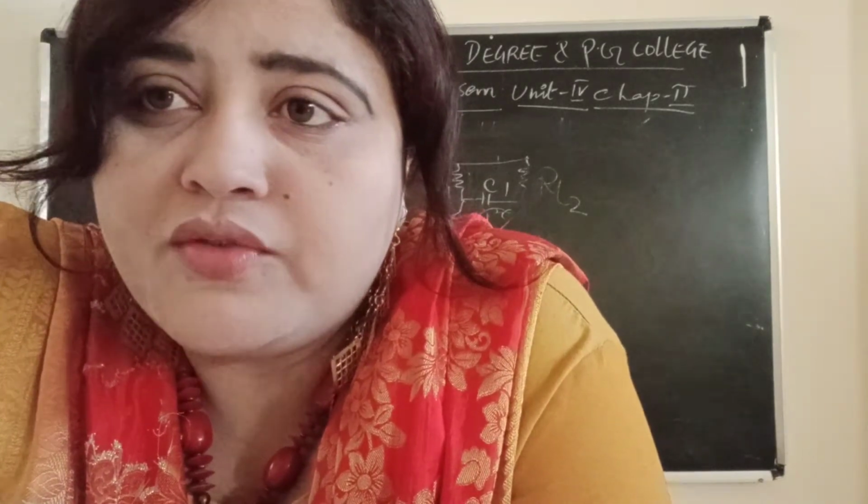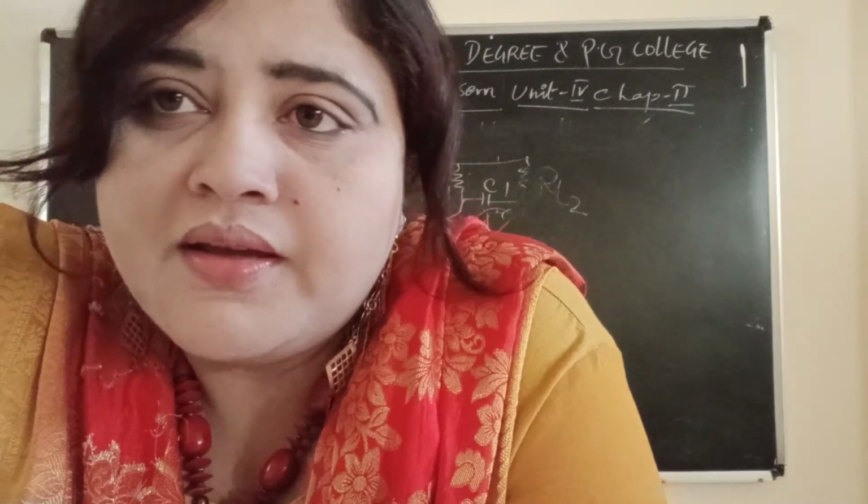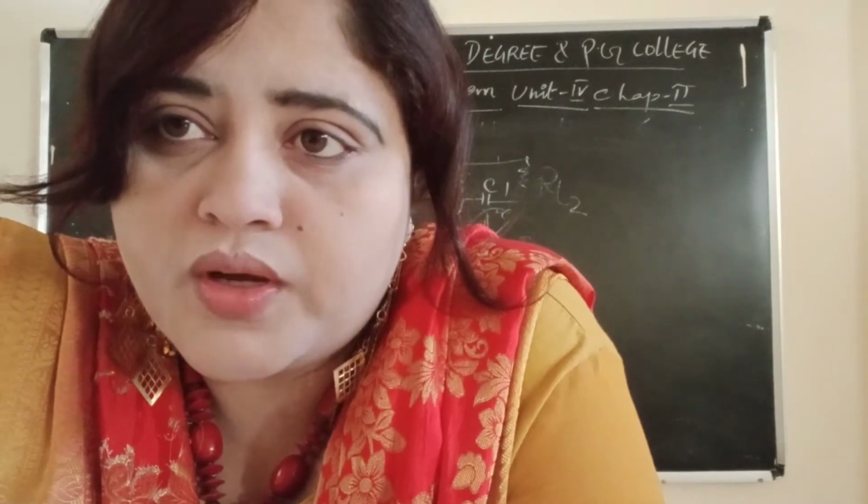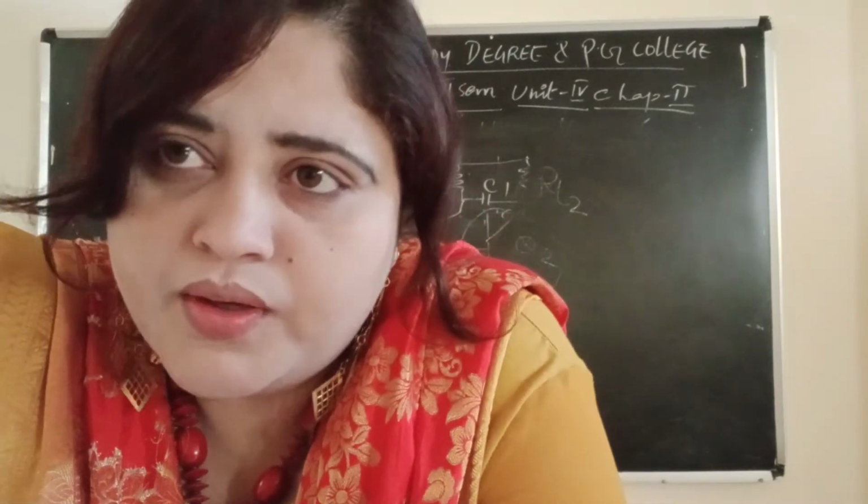The second chapter of Unit 4 is multivibrator. The main definition of a multivibrator is a device which can generate the output in the form of a square wave without any AC input as long as the DC power supply is connected to it. Then we went on to types of multivibrator. There are three types: first is astable, second is monostable, third is bistable.